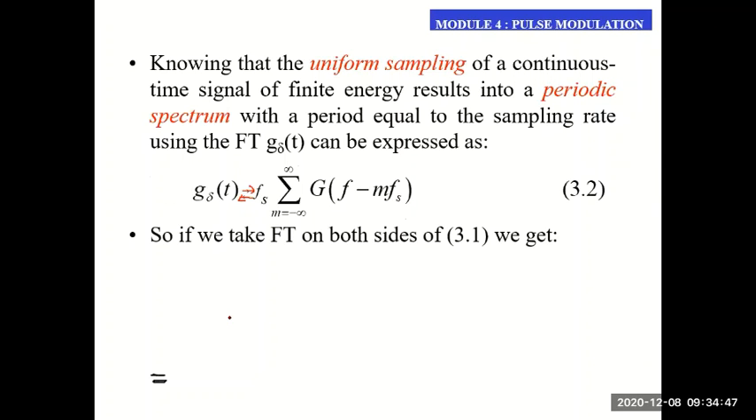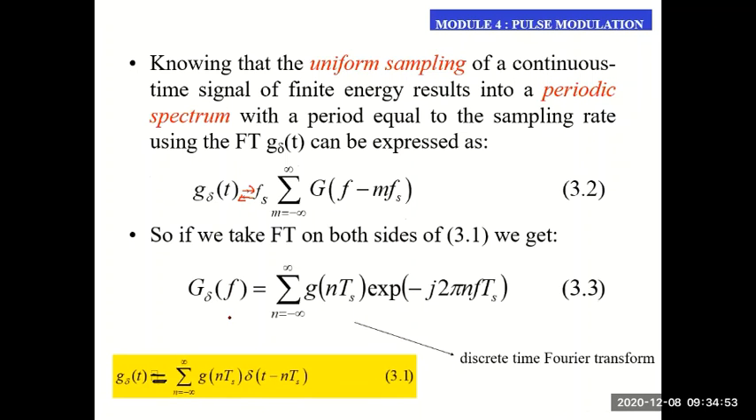So if we now take the Fourier transform on both sides of equation 3.1, do you remember which was equation 3.1? This was equation 3.1, the one highlighted in yellow here. The equation for g delta of t, which was written as equal to summation from n ranging from minus infinity to plus infinity of g(nTs) into delta t minus nTs. So now I want to take Fourier transforms of this equation on both sides. What is the Fourier transform of g delta of t? It becomes G delta of f.